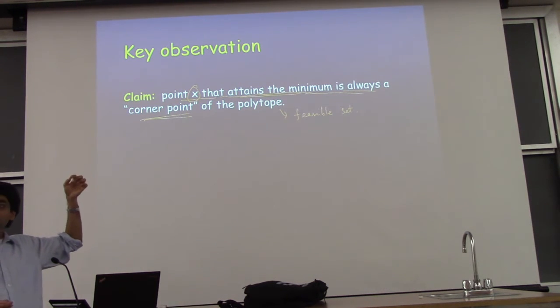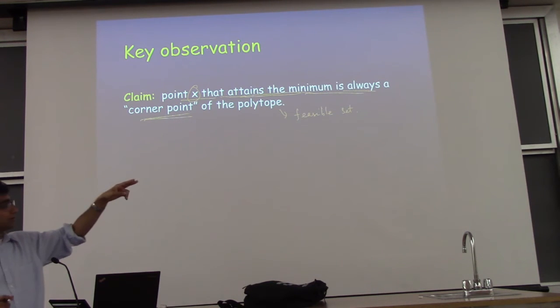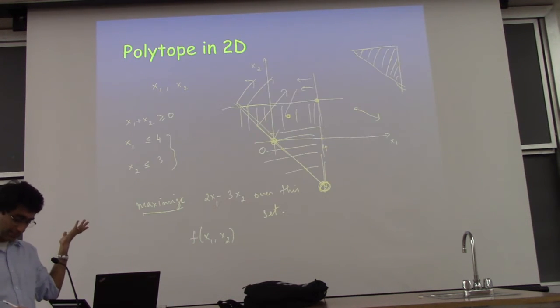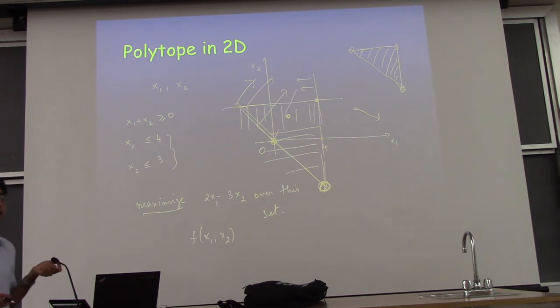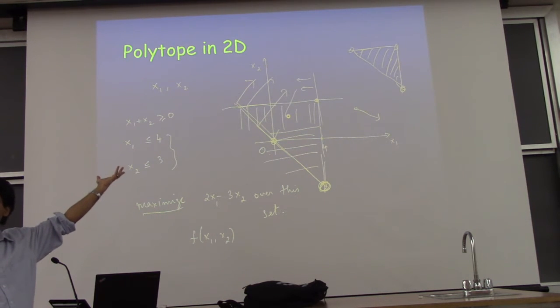Okay, so the objective function could be anything, and the minimum is always attained at a corner point of this polytope. This is pretty nice because the polytope is just some kind of a finite object. In this case, it has only three corner points, right? But what this is saying is that any linear function in two dimensions, there are infinitely many of them, will be minimized or maximized at only one of these 3 points.